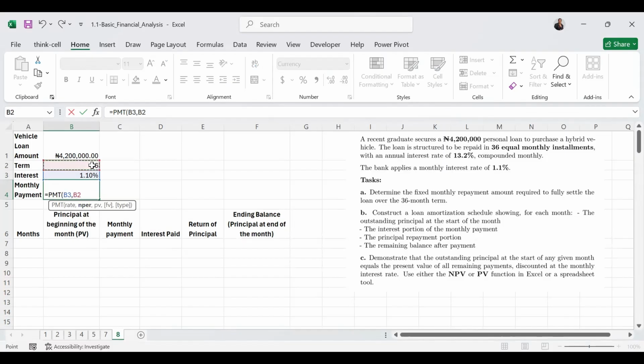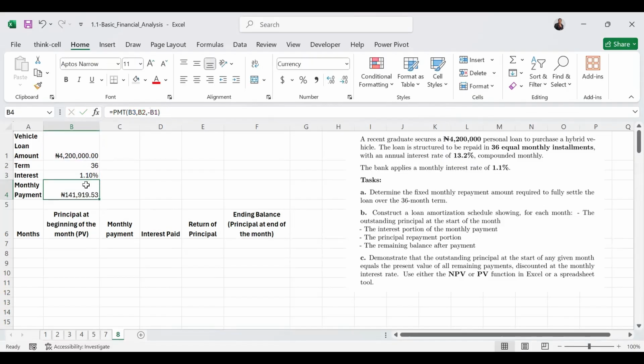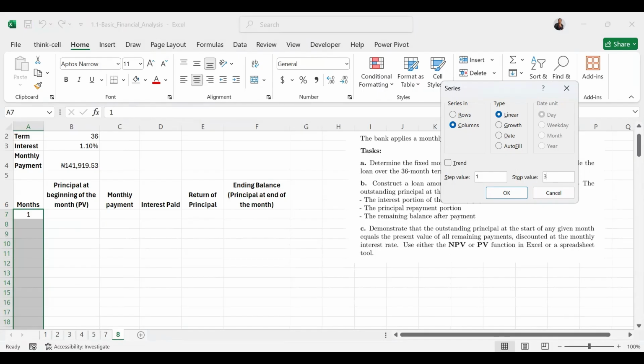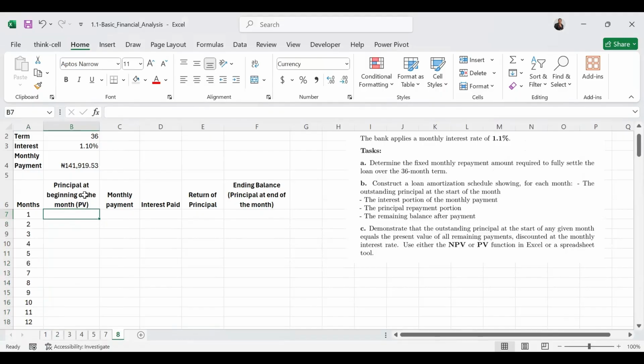My number of periods is 36, and my present value is this. For the present value, I'll enter a negative in front of it so that it returns a positive value. And this is the payment I'll be making monthly. The number of months is 36 months. So let's get 36 months here. And then the principal at the beginning of the month.